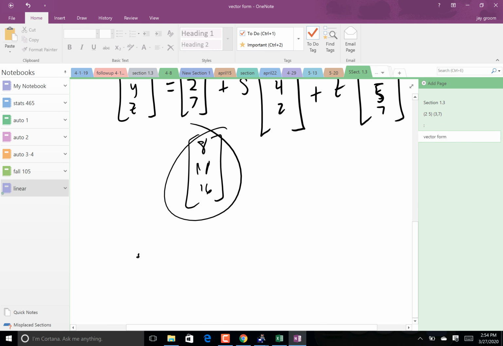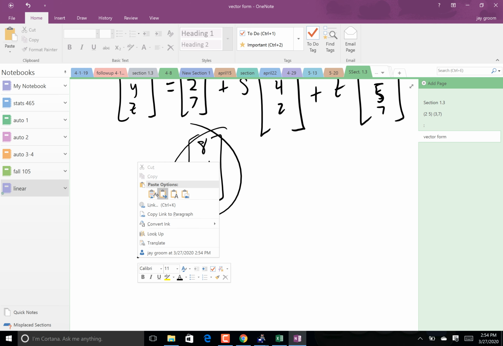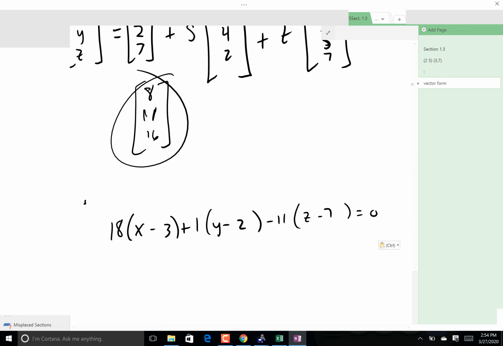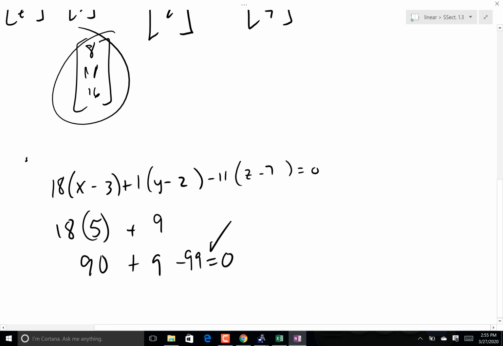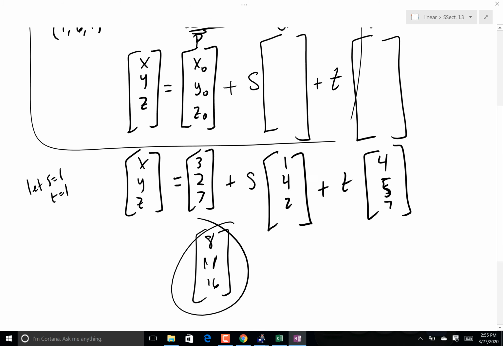In other words, if this point's on the graph, what should happen? Well, it should equal 0 when we plug those values in. So 8 minus 3 is 5 times 18, 90. Plus 11 minus 2 is 9, so 9. And then 16 minus 7 is 9. So minus 99. Hey, hot diggity dog, it works. Check. And so again, what are you doing?